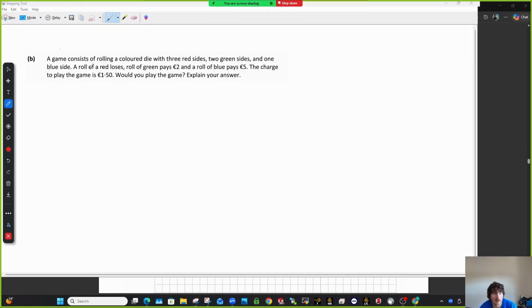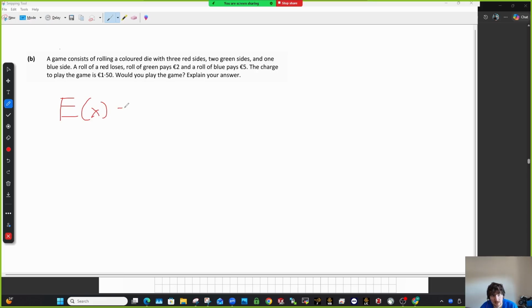So we're told the game consists of a colored die being rolled. 3 of the sides are red, 2 green, 1 blue. If you get red, you lose. If you get green, you get €2. And if you get blue, you get the fiver. The charge to play the game is €1.50. Would you play the game? Explain your answer. Right, so we work out an expected value here.